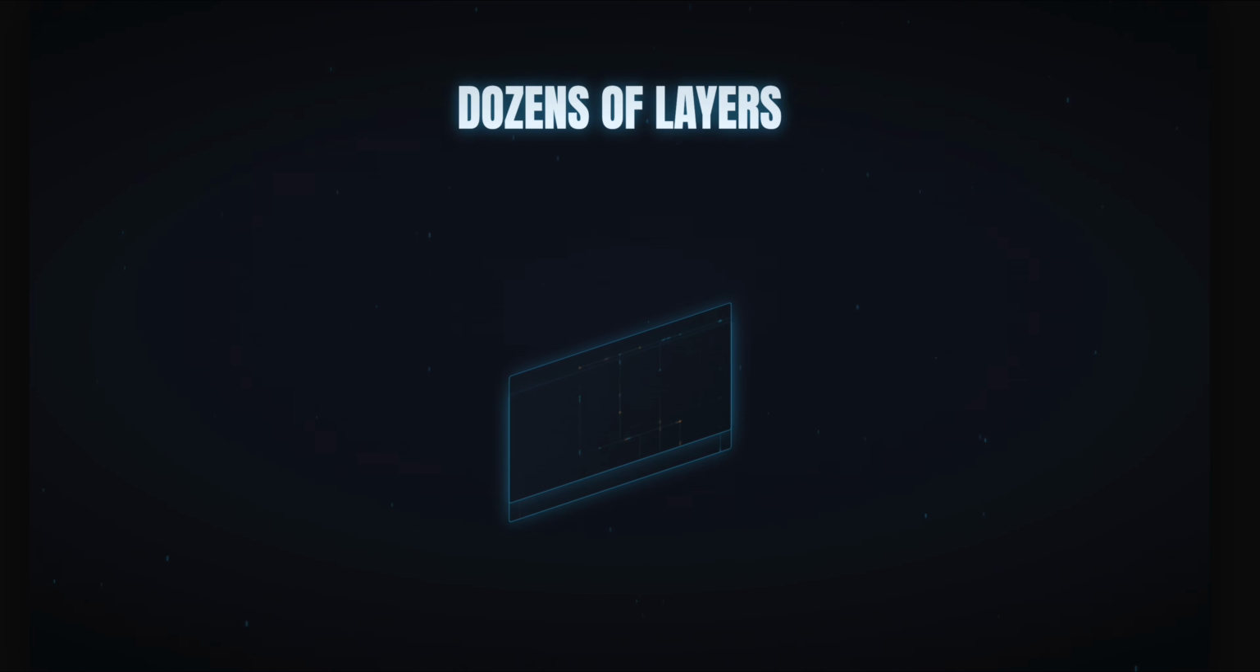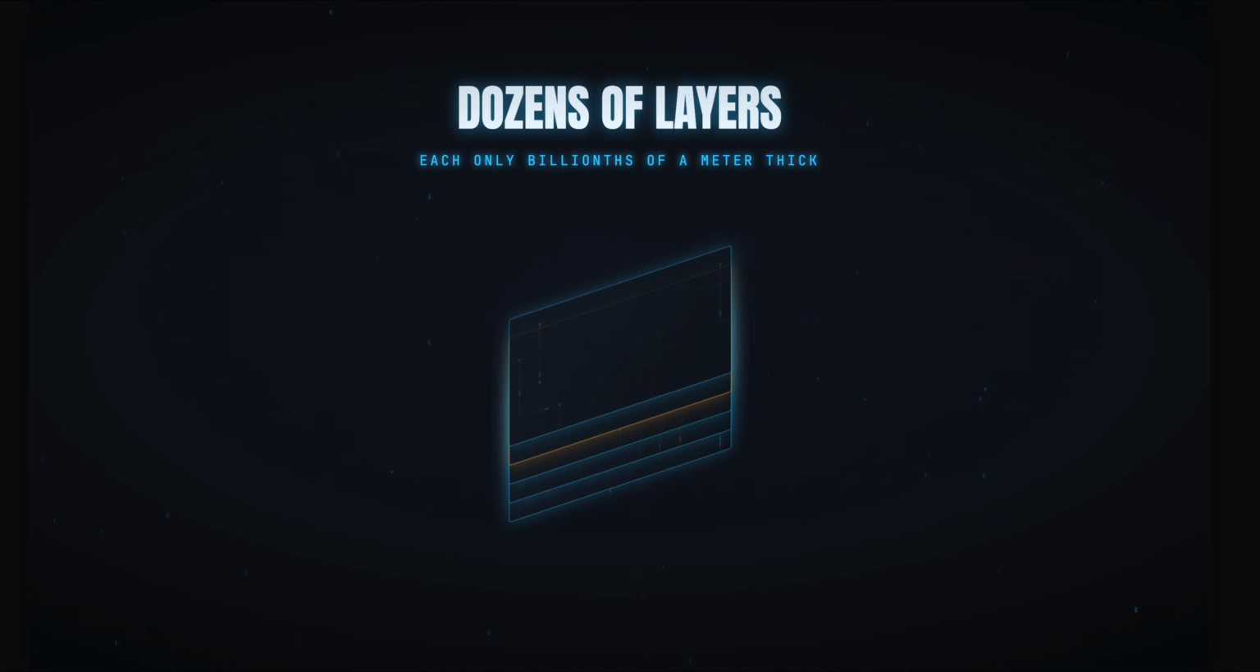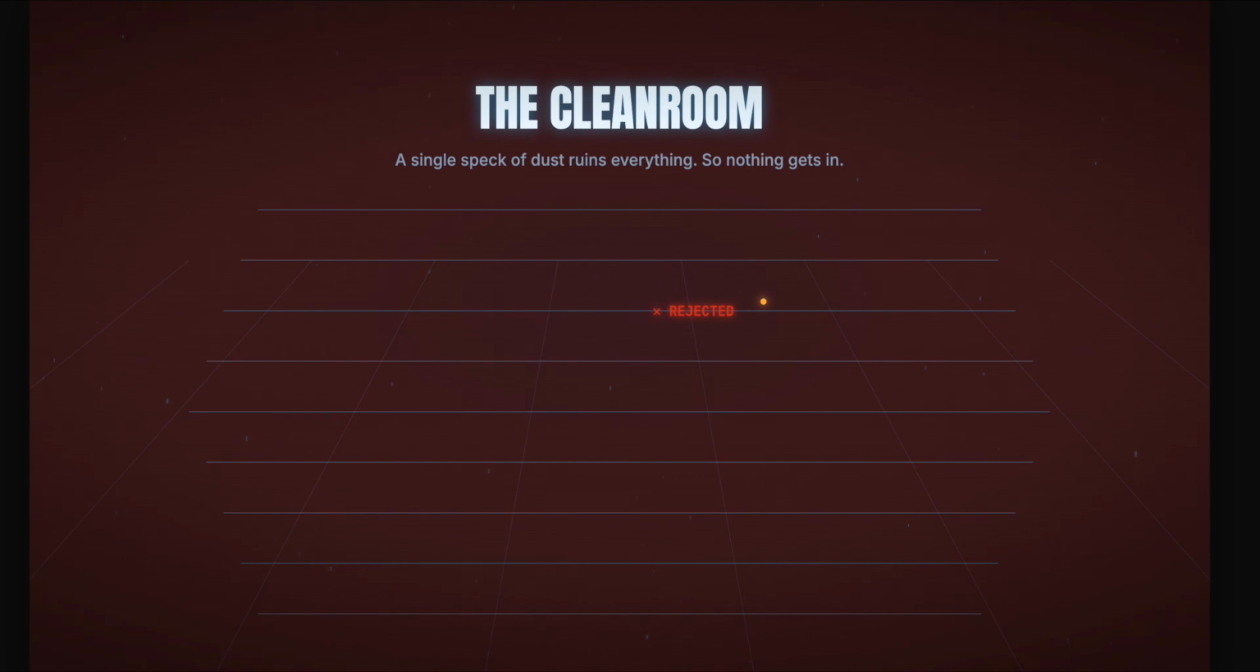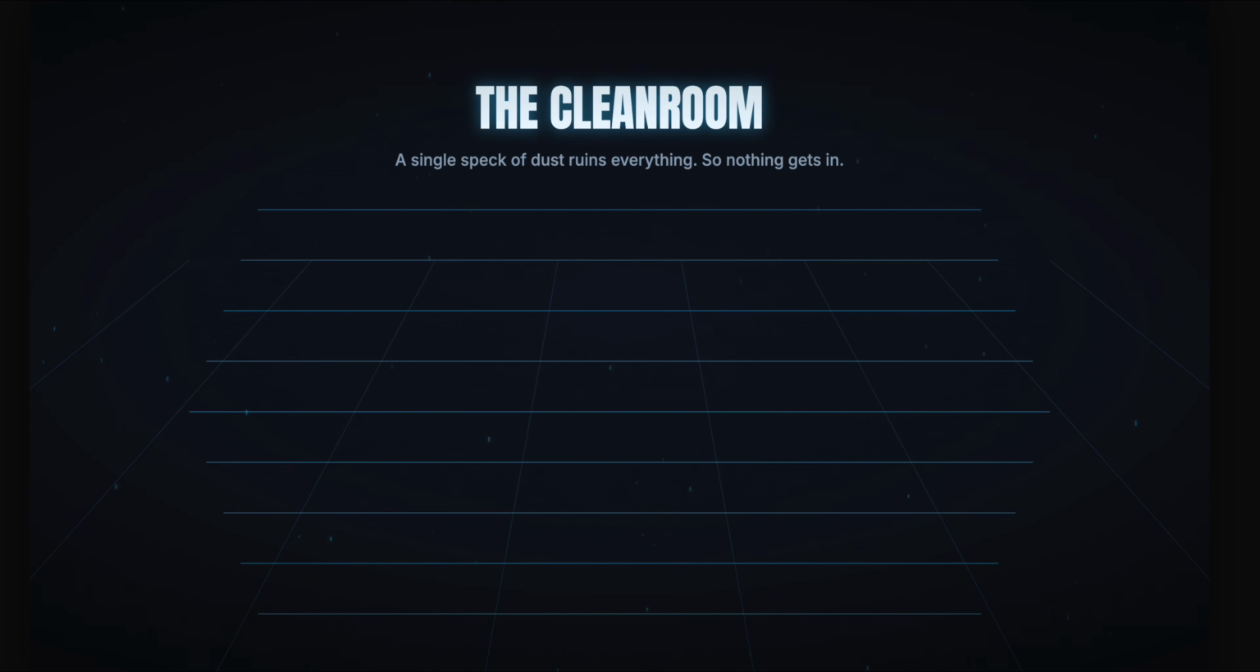This is repeated over and over, building the chip up in dozens of intricate layers, like an impossibly detailed three-dimensional map of a city, but at a scale measured in billionths of a meter. It is so delicate that it must be done in a clean room, far purer than a hospital operating theater, because a single speck of dust would ruin everything.